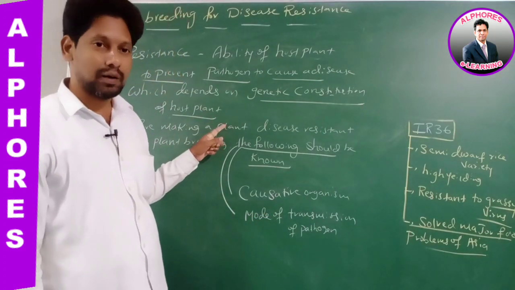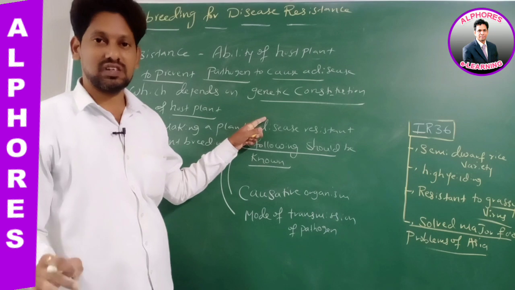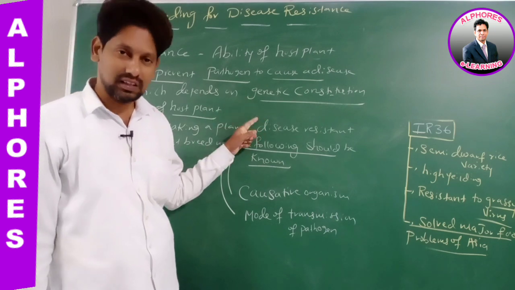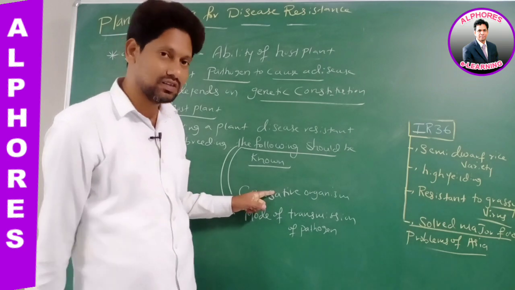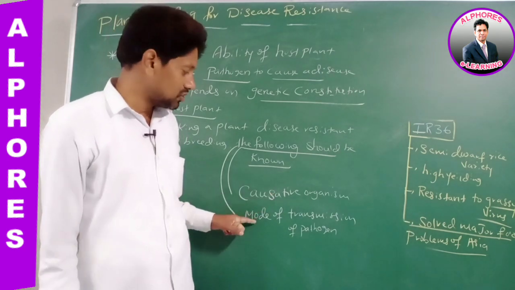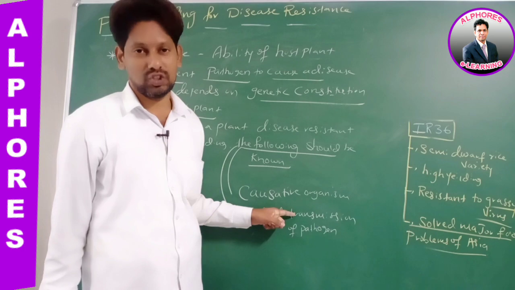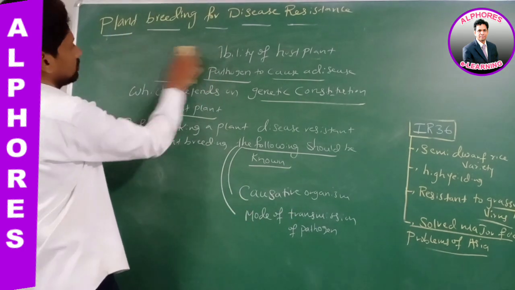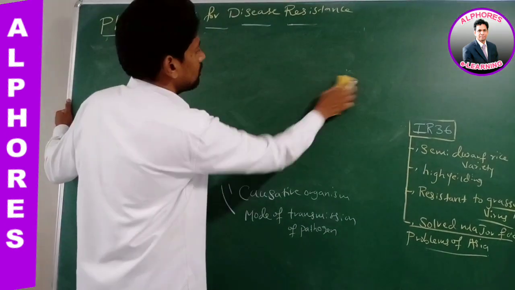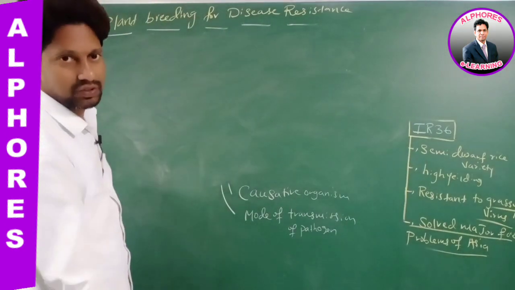Therefore, before developing a disease resistant plant by plant breeding techniques, one should know the organism which is responsible for the disease, meaning the pathogenic organism. Number two, the mode of transmission of the pathogen. Is it okay? Right? Some important disease names.